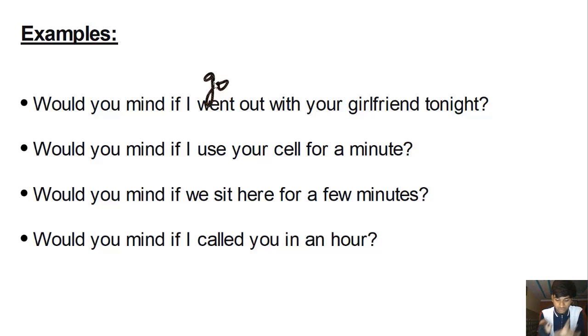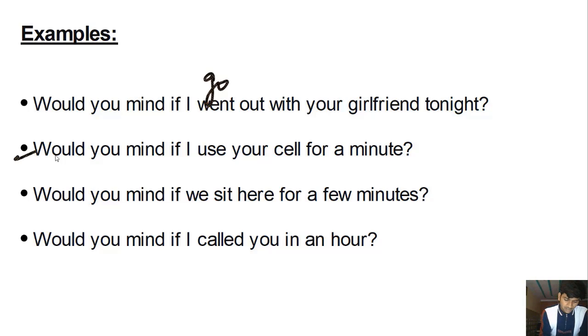We generally use the structure with the verb in the past form. Would you mind if I went out? Would you mind if I did this? Would you mind if I took your money? Would you mind if I called your mother? Something like that. But you can use the verb in the base form as well. Would you mind if I use your cell for a minute? Right? Would you have a problem if I use your mobile for a minute? Right? If I do this, would that be a problem with you?